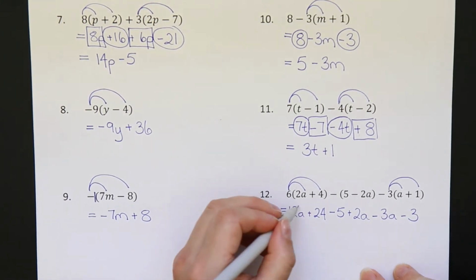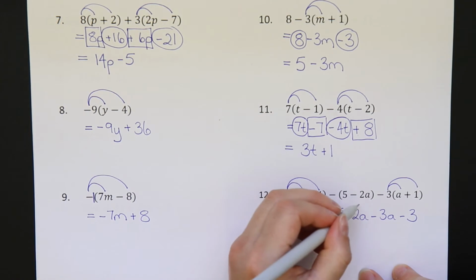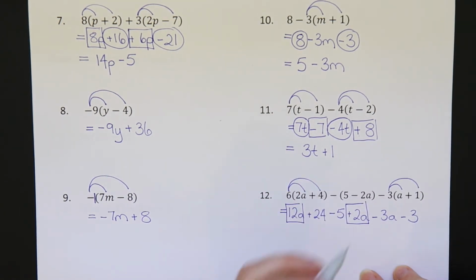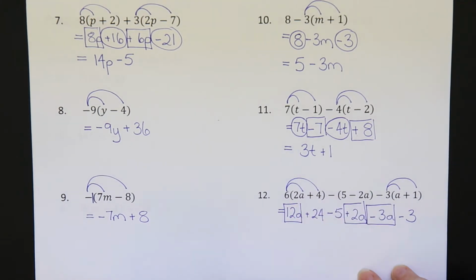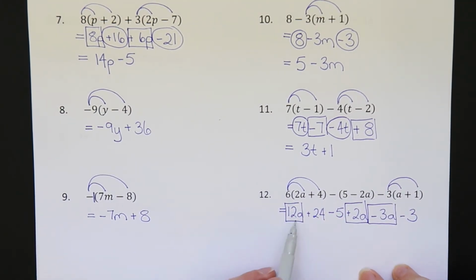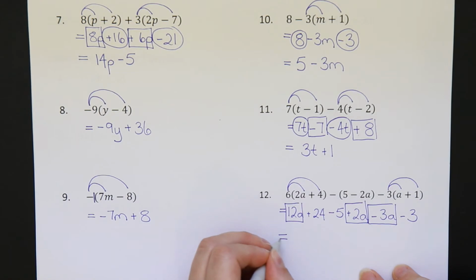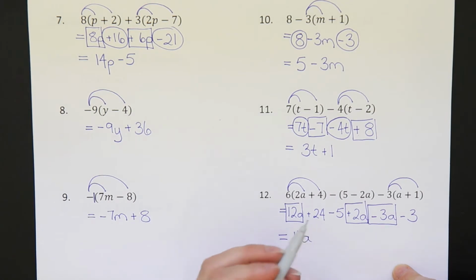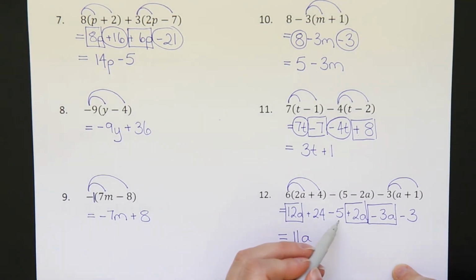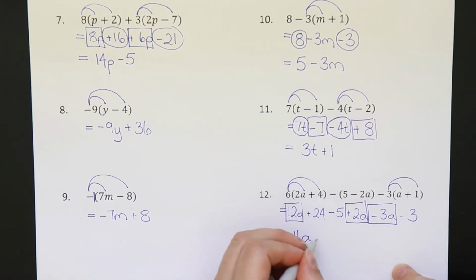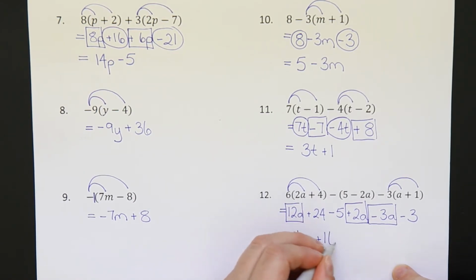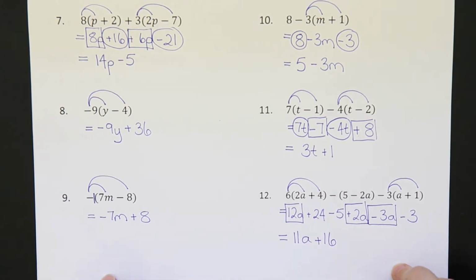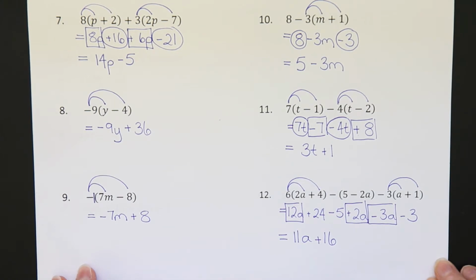Looking for like terms, 12a and 2a and negative 3a are all like terms. 12 plus 2 is 14, minus 3 equals 11a, and 24 minus 5 is 19, minus another 3 makes a positive 16. Alright, so they don't really get harder, just longer with more things to collect up.